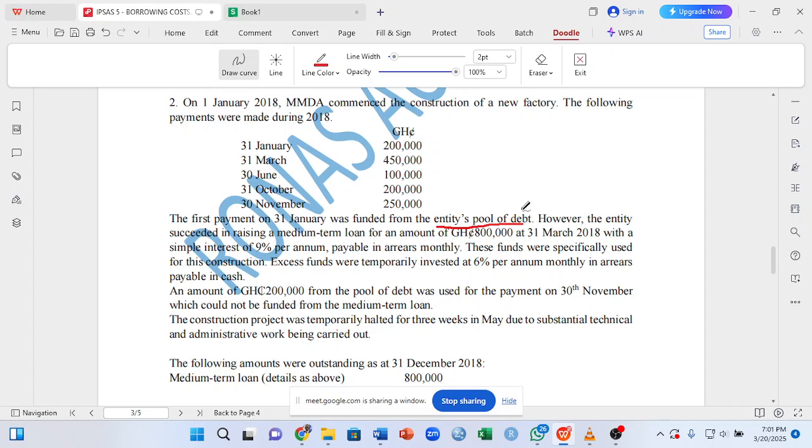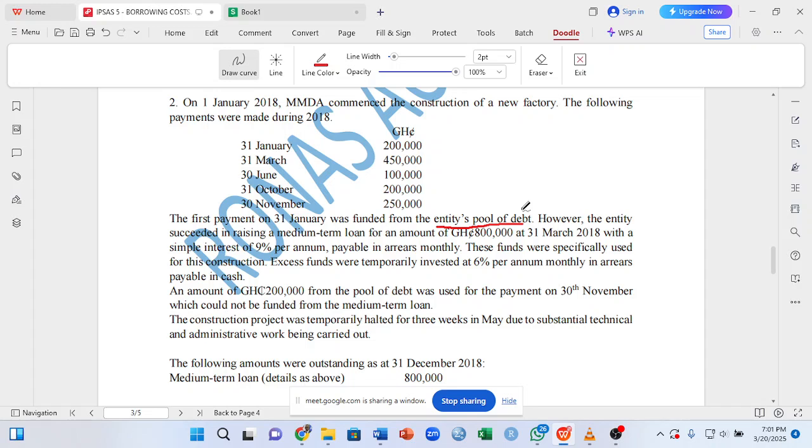So that I think is the two. And then two, why do you think is the two? For one, these funds were specifically used for this construction. Excess funds were temporarily invested at 6% per annum monthly in arrears, payable in cash. So it means that the cash which was borrowed was specifically used for the construction of the MMD's new factory. Yes, that makes it specific.